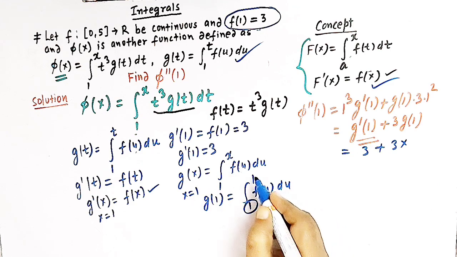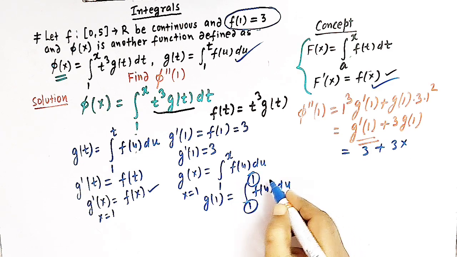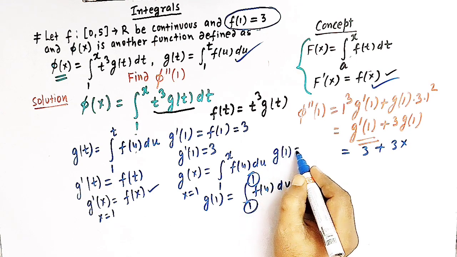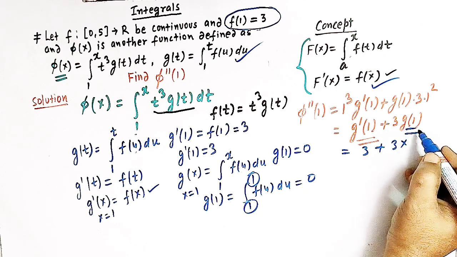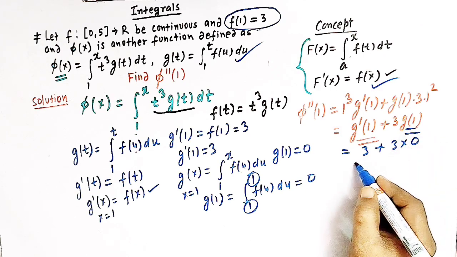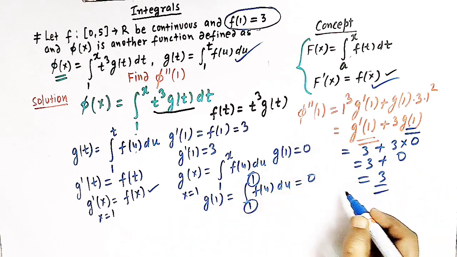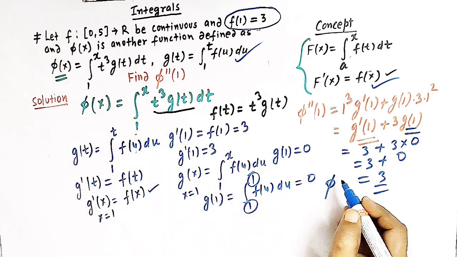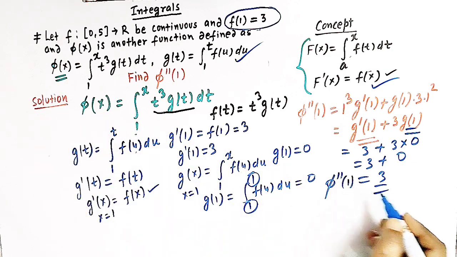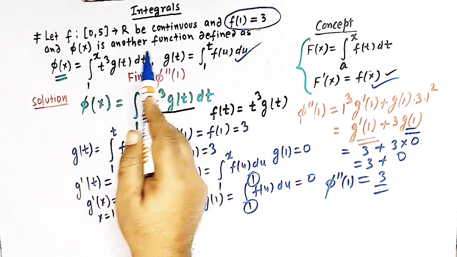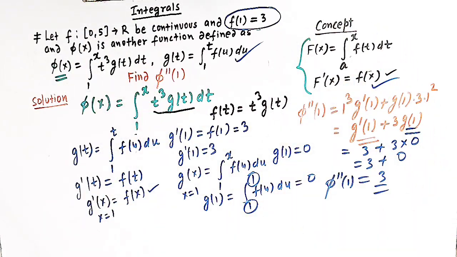Now we can see that both the limits of integration are identical, so the value of this integral must be equal to 0. So g of 1 is equal to 0. So now this is 3 plus 0, that is equal to 3. So the value of phi double prime of 1 is equal to 3. So viewers, this is how we can easily solve these kinds of problems using this concept.